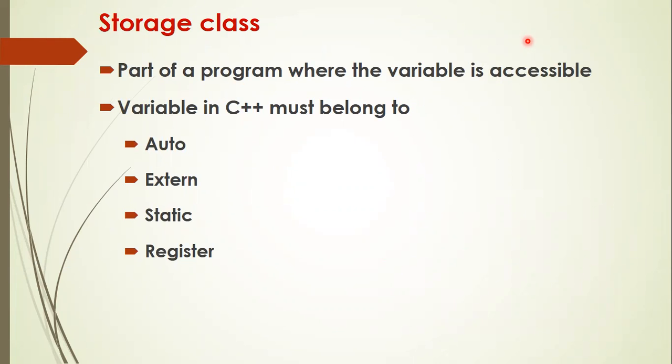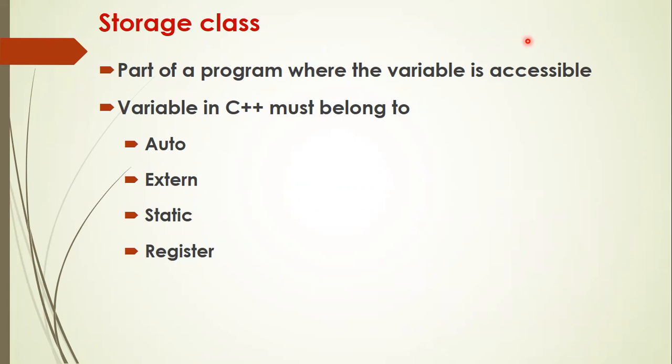Storage class indicates the part of the program where the variable is accessible. Up to what part of the program is the variable you have declared accessible? Is the variable accessible only within a function, or throughout the program? That accessibility limitation is defined with the help of storage classes.